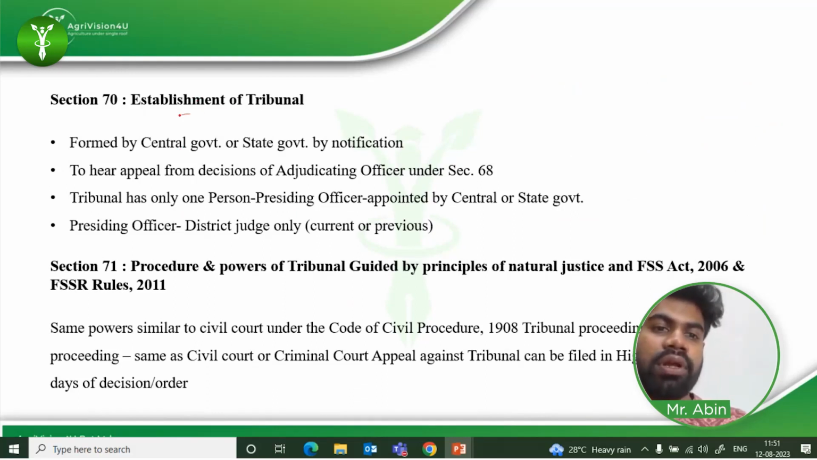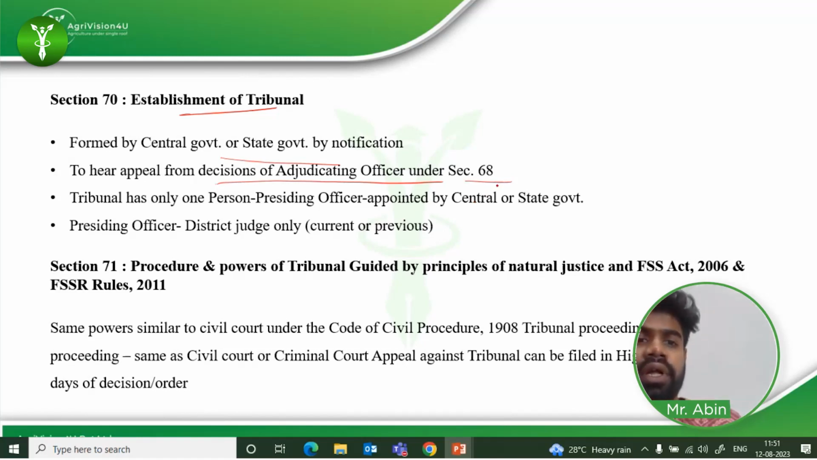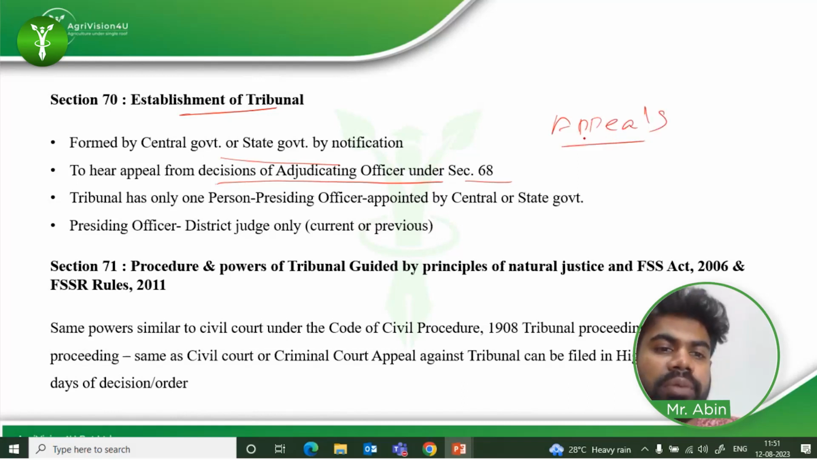Section 70, establishment of tribunal. So I have told you, it is formed by the central government or state government to hear appeals from decisions of the adjudicating officer under section 68. So whatever comes under the adjudicating officer, and if the decision made by the adjudicating officer is not feasible, or the FBO does not take it in a positive way, he can go for further appeals. Okay, so the further appeals will be coming into tribunals.